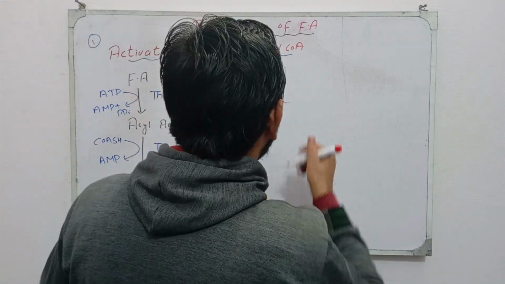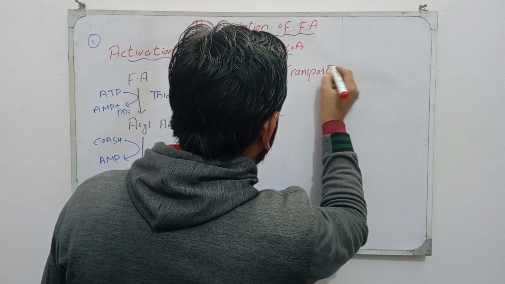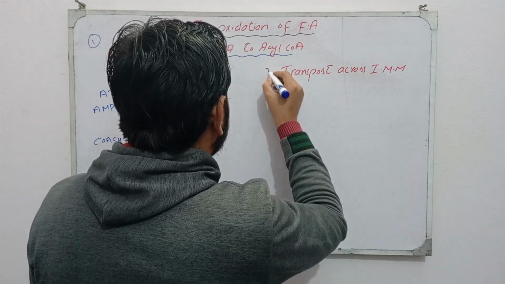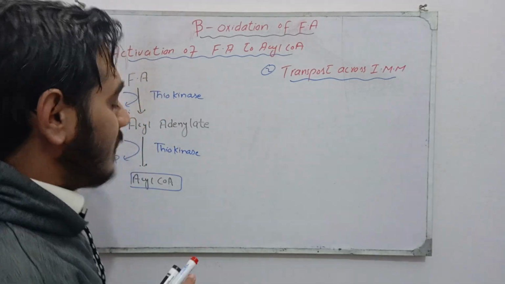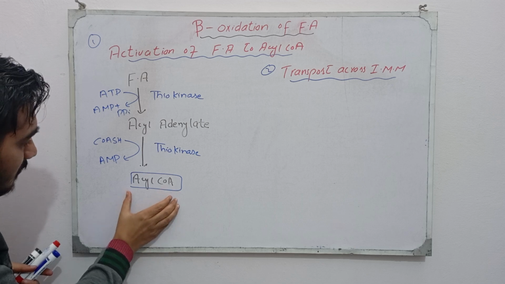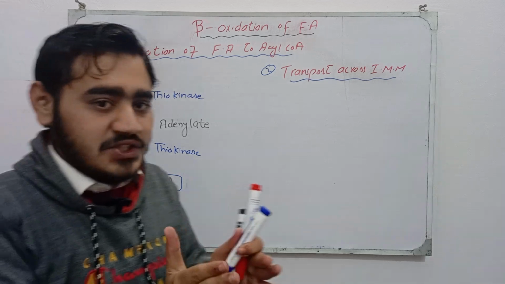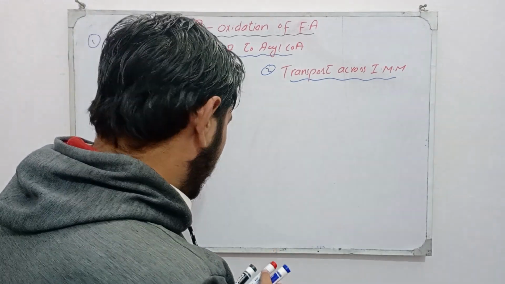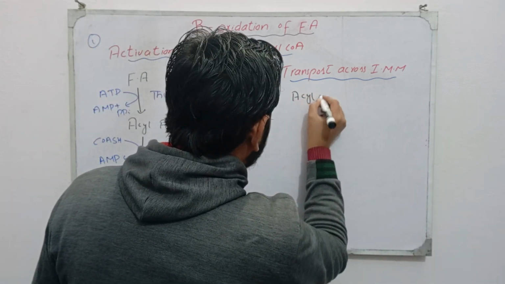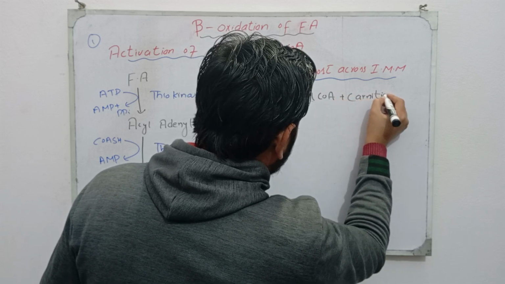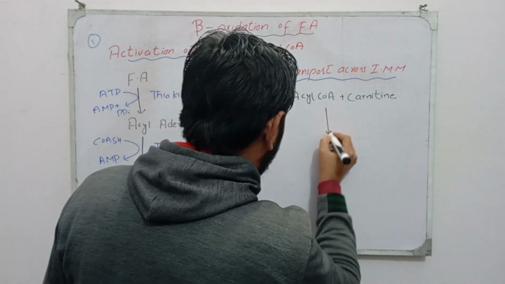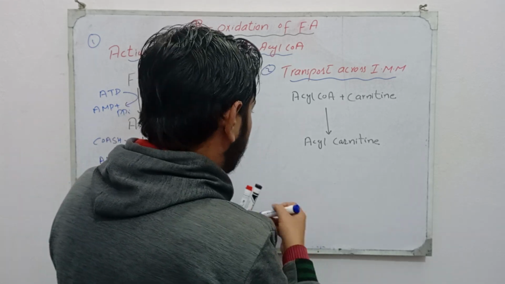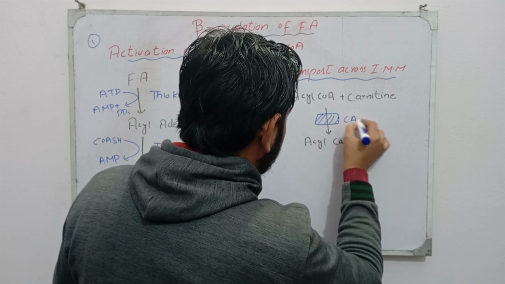Second one is transport across the inner mitochondrial membrane. The inner mitochondrial membrane is impermeable for acyl CoA. So there is a special system for the transport of acyl CoA, and that is the carnitine shuttle system. Acyl CoA gets attached with carnitine and converts into acyl carnitine with the help of carnitine acyl transferase 1.